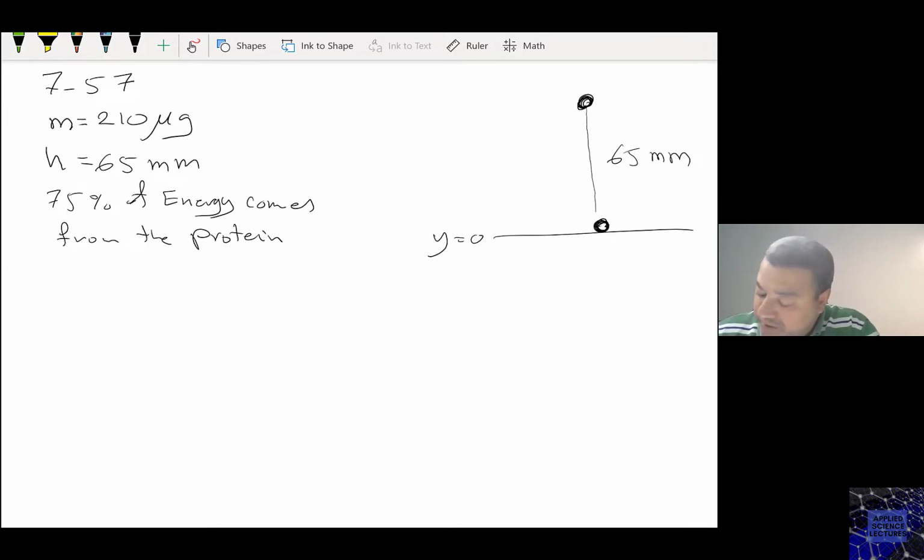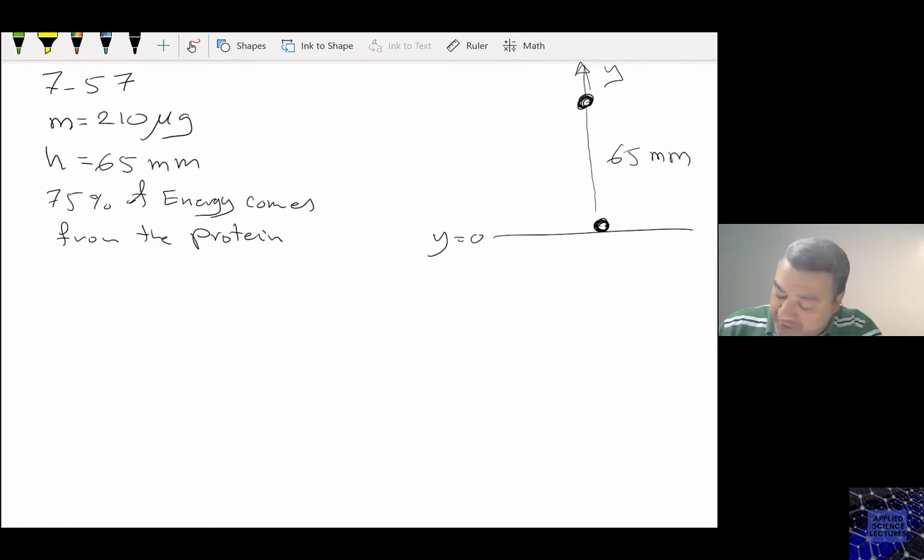This is my reference, and let's take this as my positive y. So the potential energy at this point, because this is my reference, is 0. I only have kinetic energy. However, when this insect jumps all the way, reaches the maximum height, it comes to a stop, which means the kinetic energy right at this point is 0.